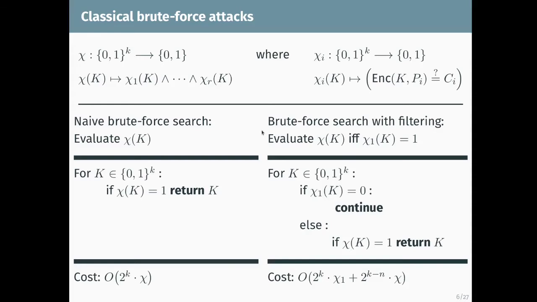Alternatively, you can imagine a slightly smarter approach where we evaluate a full function chi if and only if it passes one of these individual tests. And if we look at the cost of this, well, we still need to make the same number of queries, as the key could be any one of the number of candidate keys, but we've shifted the cost from the expensive test to a relatively cheaper test. And this is going to be the strategy we use.